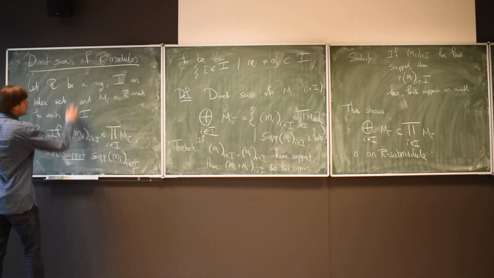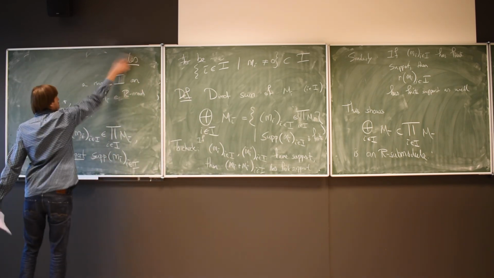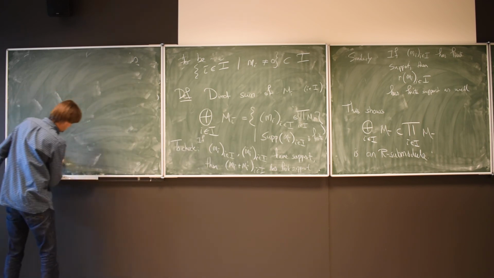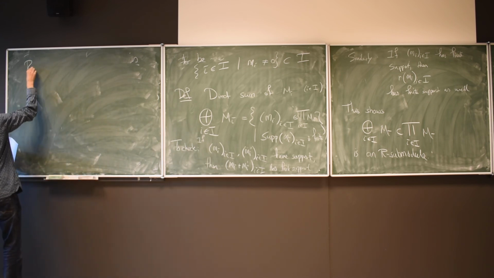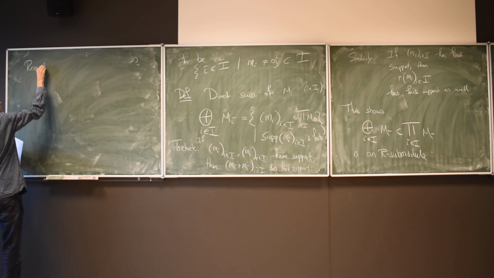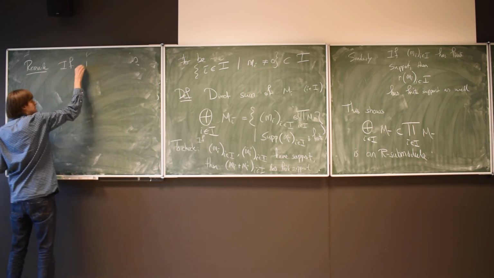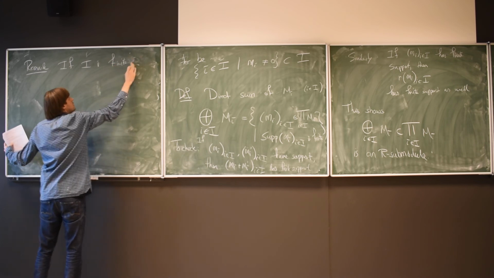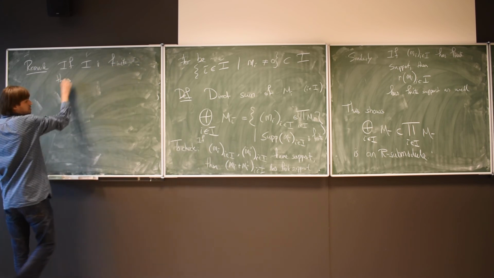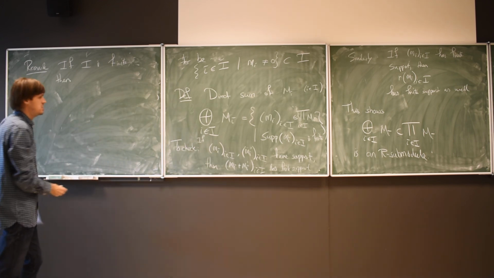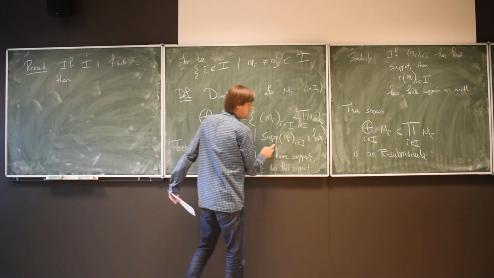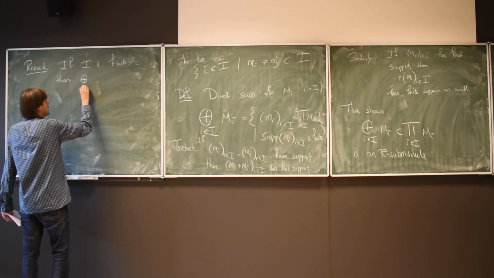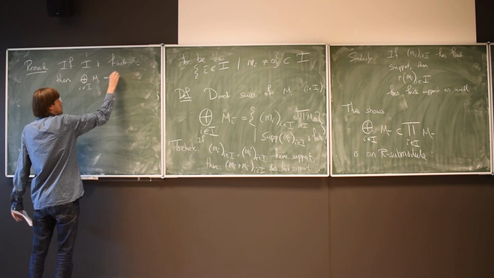But maybe let me record, maybe as a remark: if I is finite, now if we're just doing finite products, then you see it from the definition, this condition is an empty condition. So the direct sum over i in I is equal to the product.